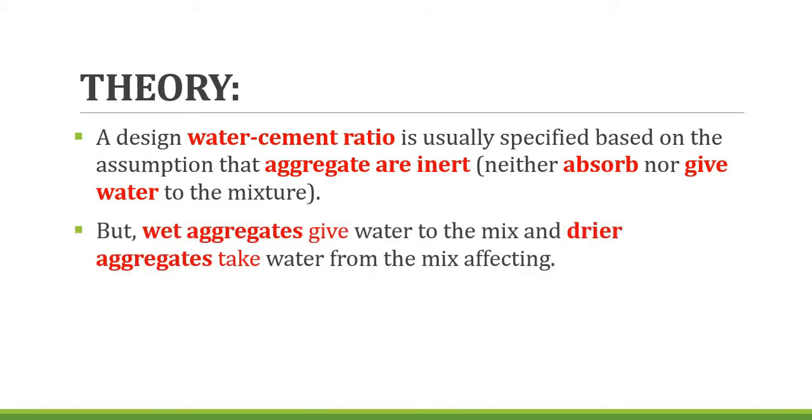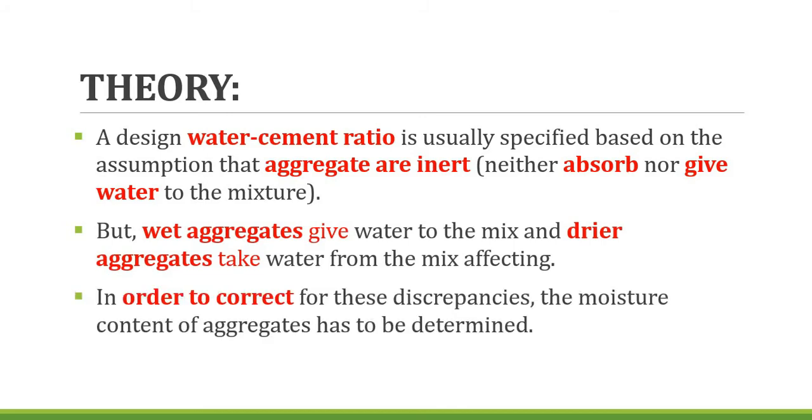So wet aggregate gives water to the mix. That means it will lessen the strength of the concrete, and drier aggregate takes water from the mix, which affects the strength and the workability of the concrete. So in order to correct these things, we will determine the moisture content of an aggregate, that means the fine and the coarse one.